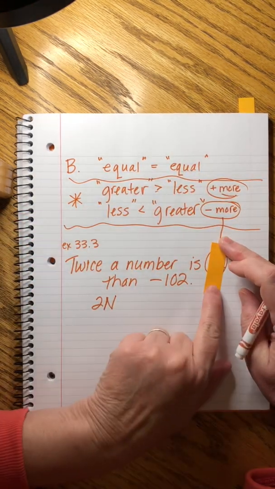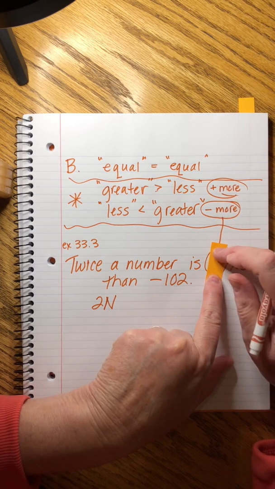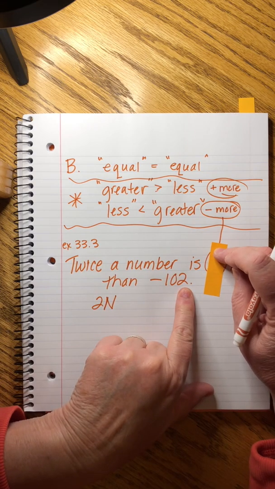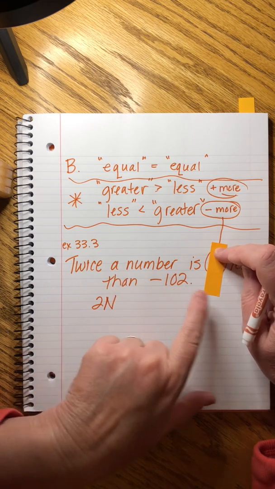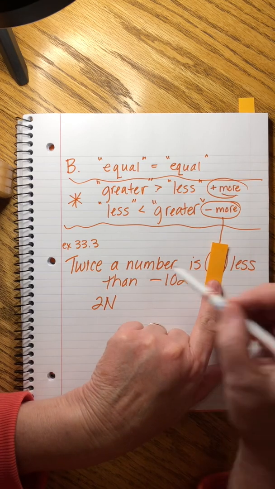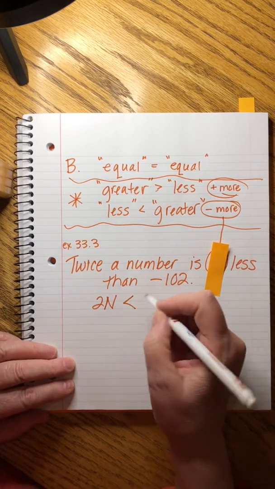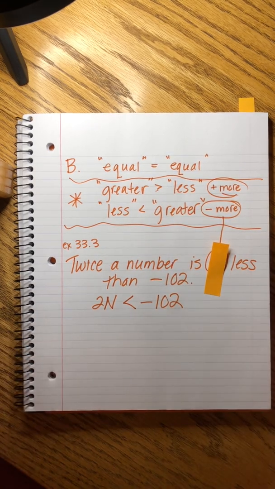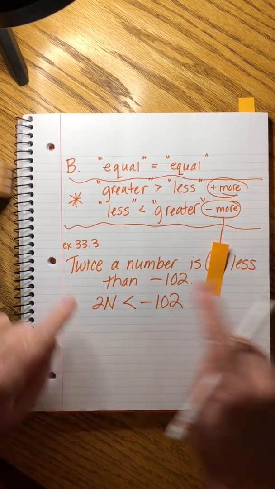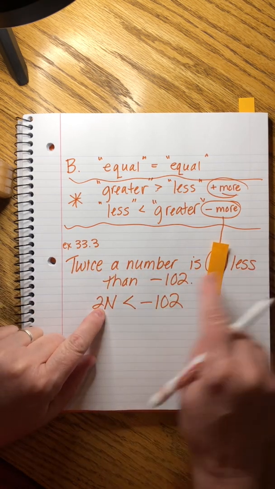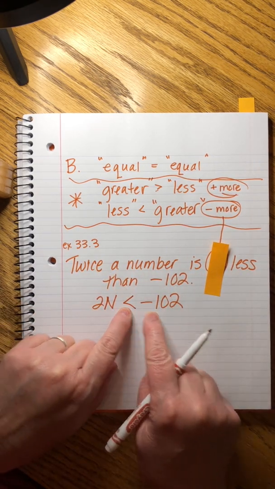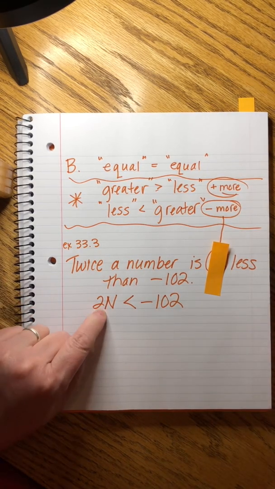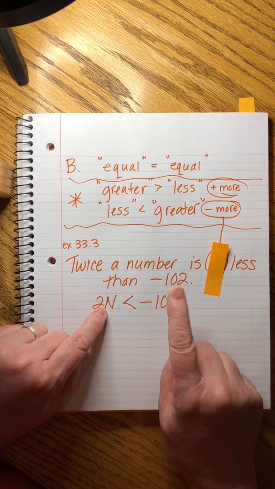Okay? I'm going to ignore that more number right now, and I'm going to write an inequality based on what this tells me now. Twice a number is less than, right, minus 102. The words told me exactly what to write. Twice a number, 2n, is less than, that's this way, minus 102. Now, what that tells me is this side is smaller, this side is larger.